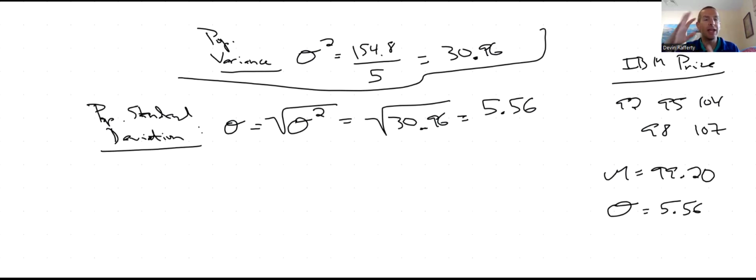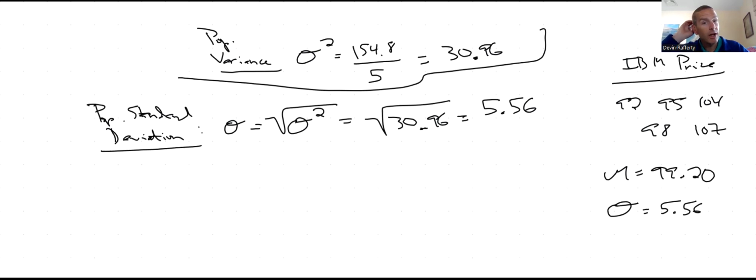We have measures of location and then measures of dispersion. It tells you where the center of the data is located and then how spread out it is. Okay, so that's the population variance and the population standard deviation. It's sigma squared for the population variance, and it's sigma for the population standard deviation.